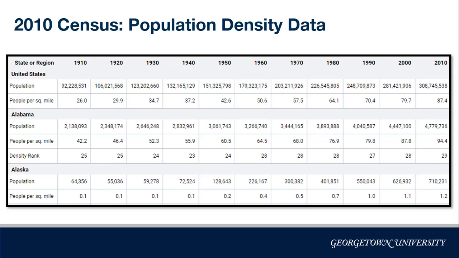This is a screenshot of a table of population density data from the 2010 census. It also includes data from previous censuses, back to 1910. As you can see, the census is collecting data on the entire population. The full version of this table is available on the U.S. Census Bureau website.